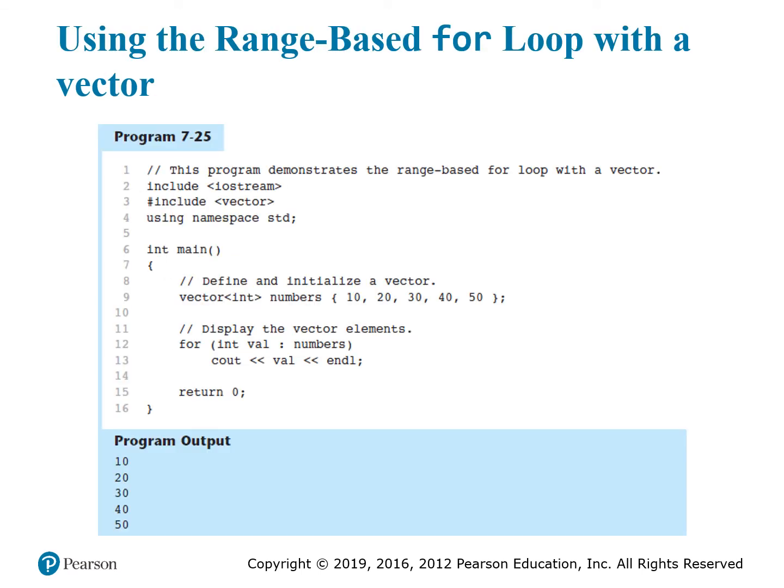Okay. You can use a range-based for loop with a vector. Obviously, if you can do it with an array, you should be able to do it with a vector. So int val gets each number in a row, cout val, and you get your numbers.